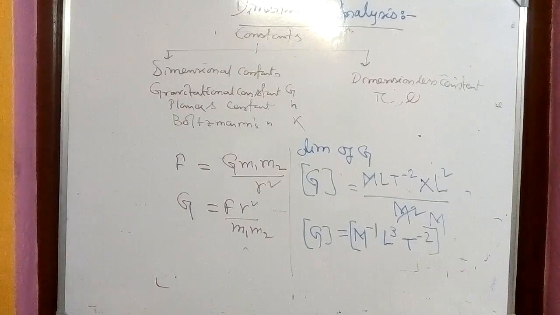So we can find the dimension of some constants, these are dimensional constants. Those whose dimension we cannot find are dimensionless constants. So today's work is done.